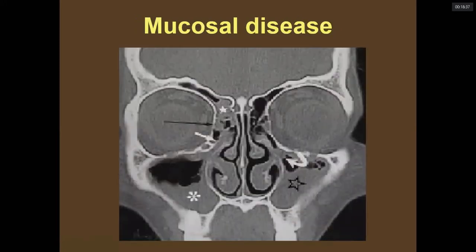And look here, this is the mucosal disease. There is air here, and here is the fluid. There is a concavity here. And here there is mucosal disease, and in the ethmoidal air cells also there are secretions, and in the ostiomeatal complex there is obstruction.